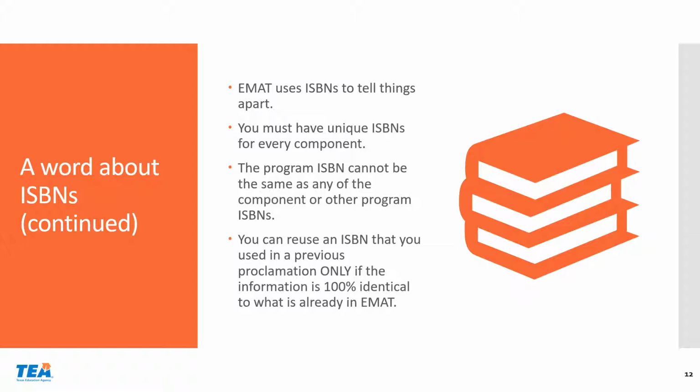Now this only applies to publishers with currently adopted materials. You can only reuse an ISBN that was used in a previous proclamation if 100% of the information is still the same for that ISBN.